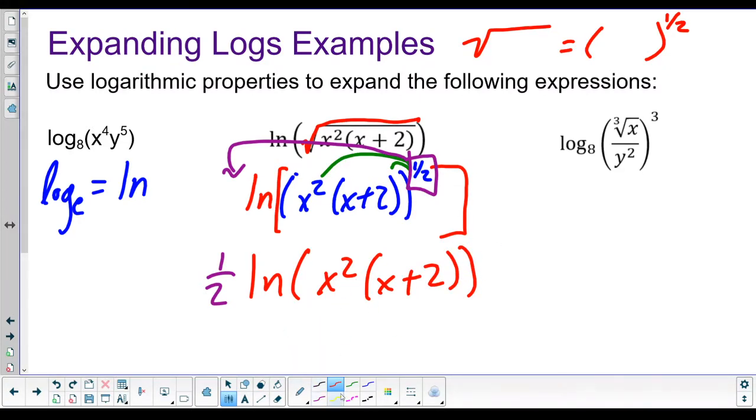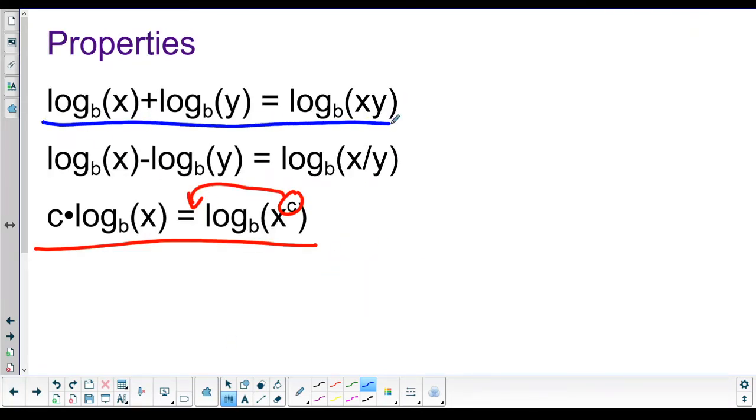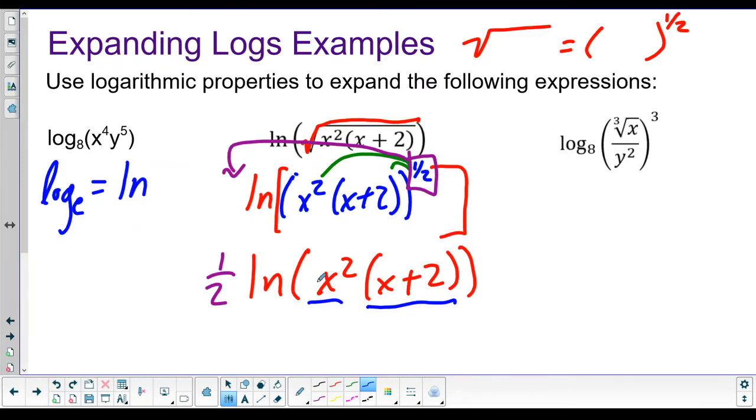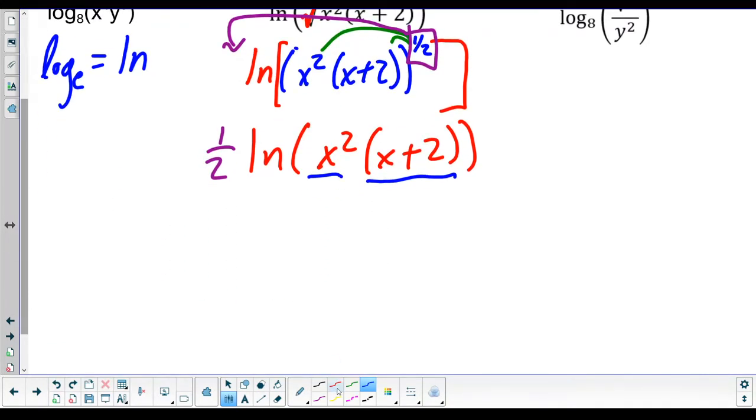Perfect. Now, inside our logarithm, we have two things multiplied together. We have an x squared being multiplied to an x plus 2. So now we can hit this thing with our product property, this one right here, to turn this into two logs being added together. So this chunk is going to get replaced. This 1/2 is going to stay on the outside. So we have 1/2.